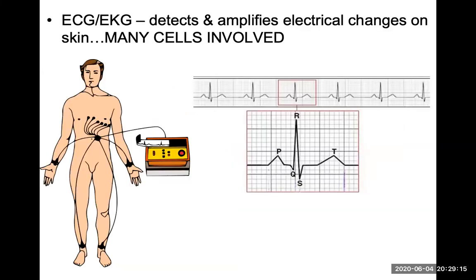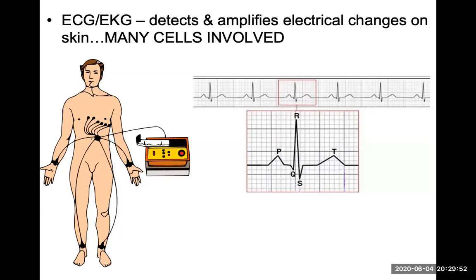So how does this relate to ECG or EKG? Well, an ECG shows the electrical changes on the skin where many cells are involved. And this specifically looks at the electrical changes that are occurring in the heart. Those electrical changes that occur in the heart are able to be detected on the skin. So a patient will be hooked up to an ECG machine via several leads in specific places throughout the body. And by doing so, they're able to get these electrical changes on the skin that are coming from the heart.